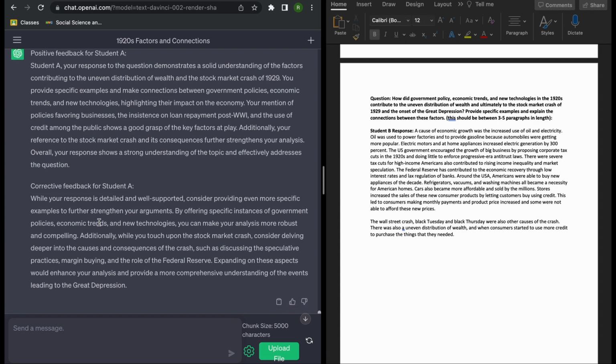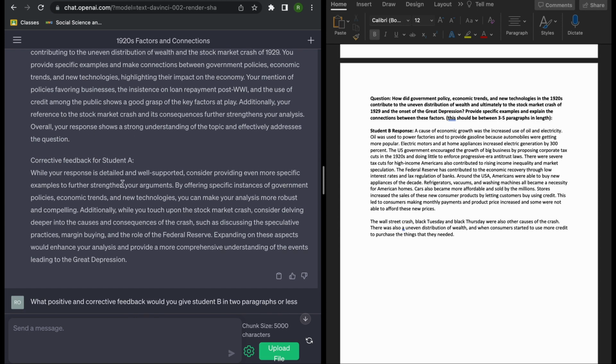Now, for the corrective feedback, your response is detailed and well supported. Consider providing even more specific examples to further strengthen your arguments. By offering specific instances of government policies, economic trends, new technologies, you can make your analysis more robust and compelling. And I mean, that's accurate. Again, there's always how can we push our students to take it that next step further? And it gets difficult whenever you are trying to give feedback to students who are already operating at a higher level.